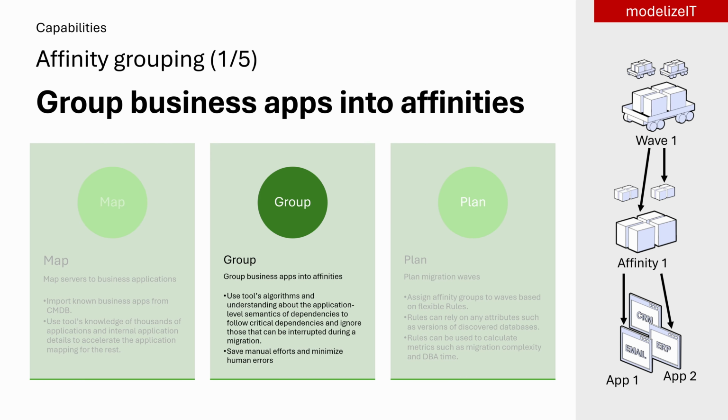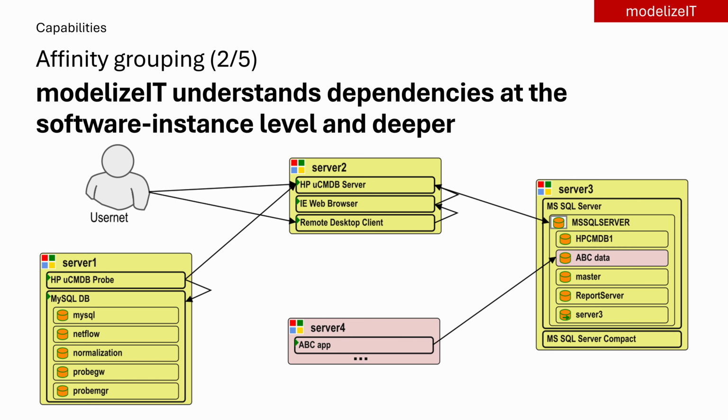The process of grouping business applications into affinities is jump-started by modelizeIT's affinity grouping algorithms. The first thing to point out is that multiple applications can be hosted on a single server. In the context of grouping applications into affinity groups, this means that we need to be able to go lower than just the server level and understand the communication that occurs at the software level or even the individual software instance level. In this image, we can see that ABC app on server 4 is interacting with the ABC data database on server 3, both colored violet.